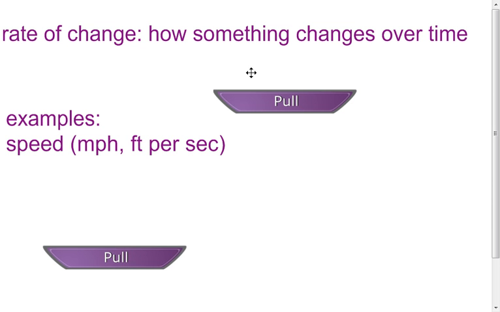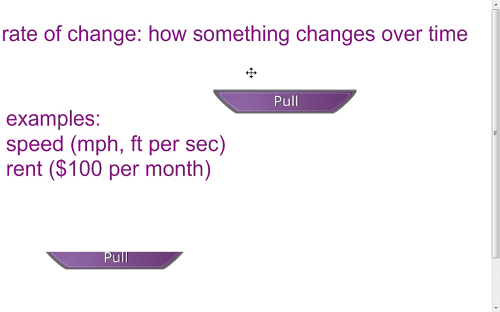I came up with a rent one also as an example, $100 per month. Another one that might be common to you is how much you get paid. Most of you are probably paid on an hourly wage, so your dollars per hour would be another rate of change.